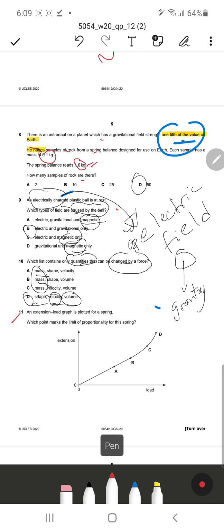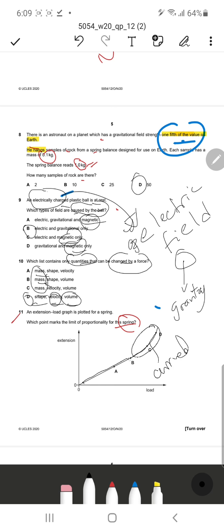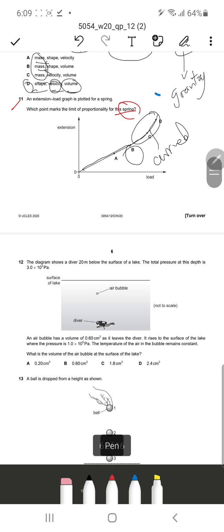So the next question, question number 11, is relatively simple. This is a very common question which comes in the test. It says, which point marks the limit of proportionality for the spring? Whenever the line is no longer linear, that's the point where it has reached the limit of proportionality. If we notice over here, just after point B it starts to curve a little. This is a curved portion. So after point B it starts to curve. So that's the limit of proportionality. That's B in this question.